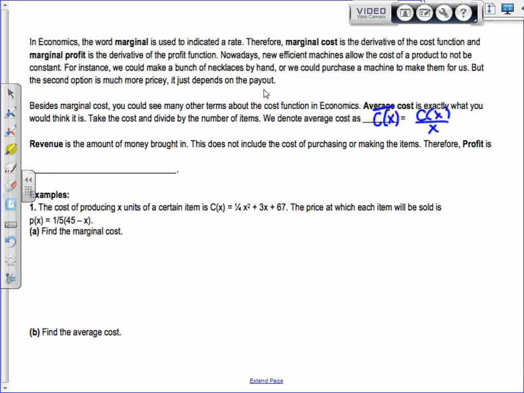All right, so revenue is the amount of money brought in. So this does not include the cost of purchasing or making items. So your profit, think about this. If you have a lemonade stand, that's probably your first thing when you sold something. Did you guys do that when you were little, lemonade stands? My brother and I loved lemonade stands. We'd be like, oh, we just got a quarter. So exciting.